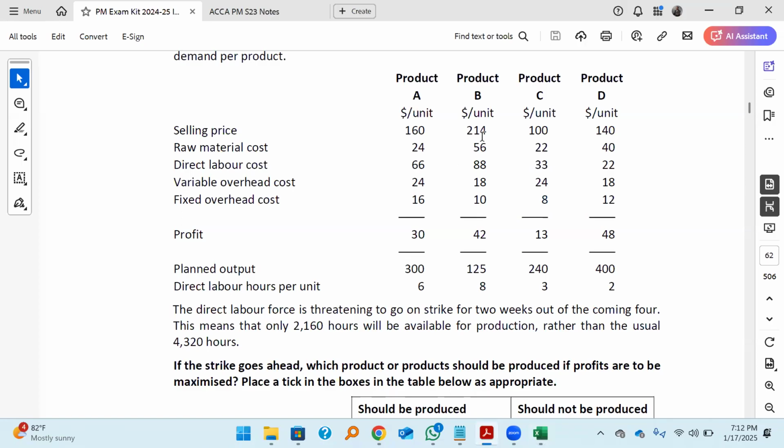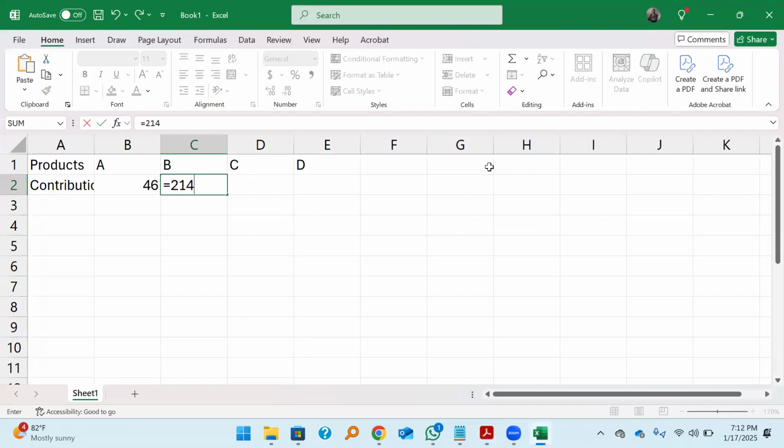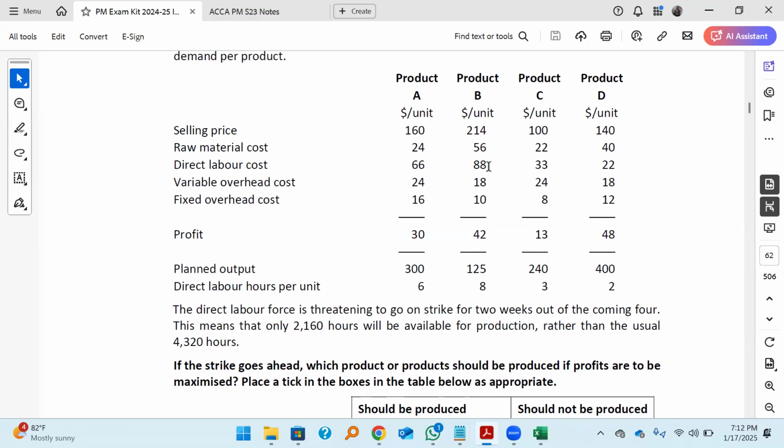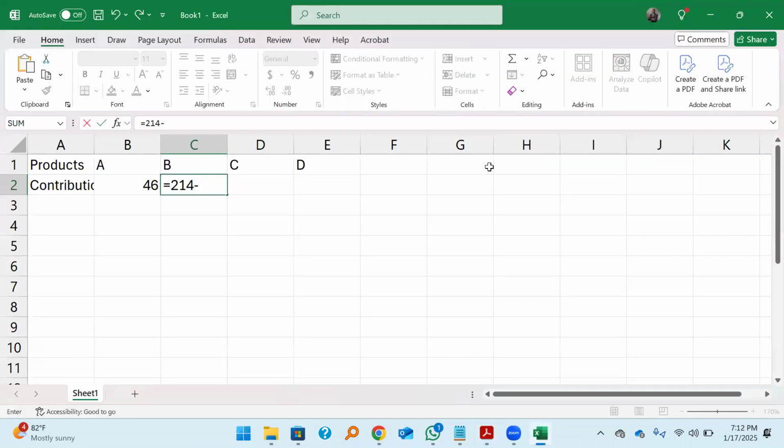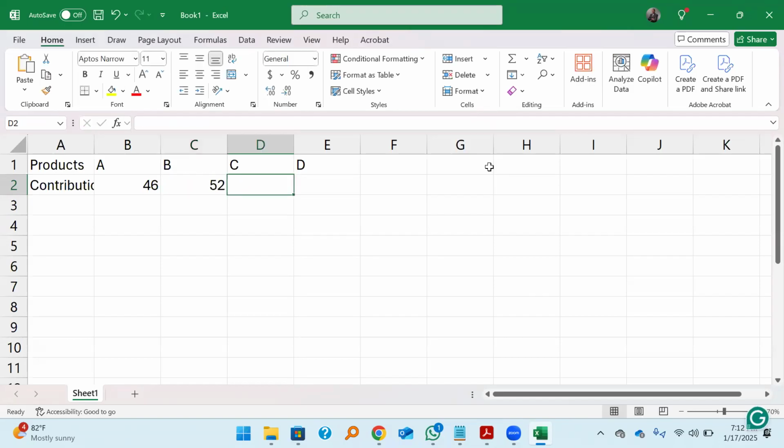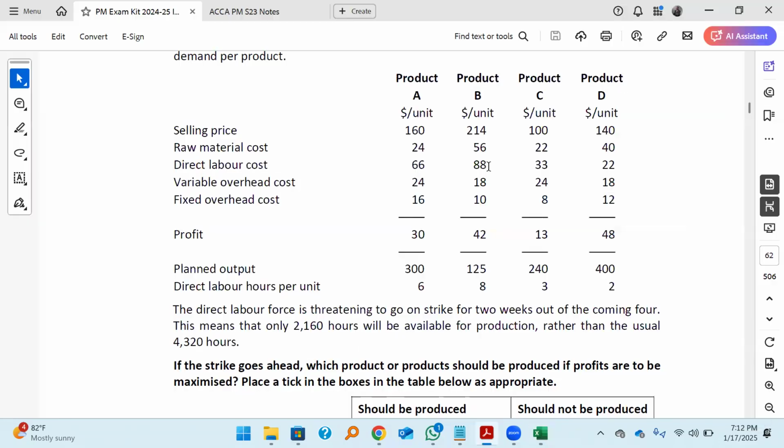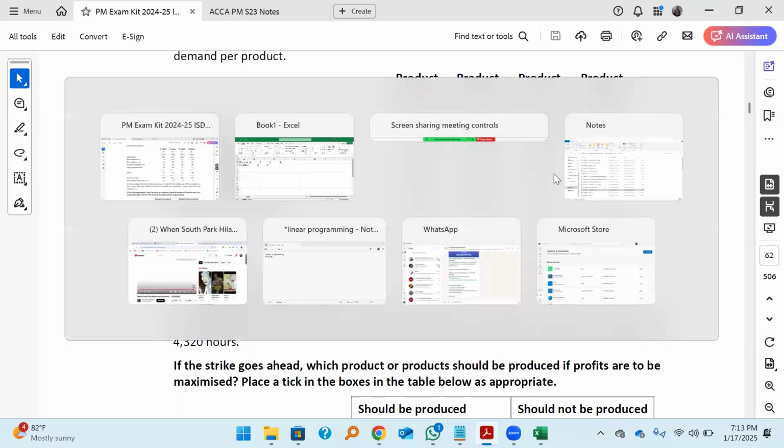Then for B, 214 minus 56, 88, and 18. That gives you 52. And then for C, 100 minus 22, 33, and 24.